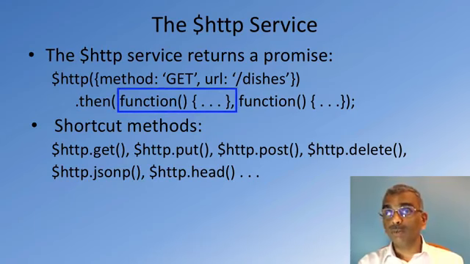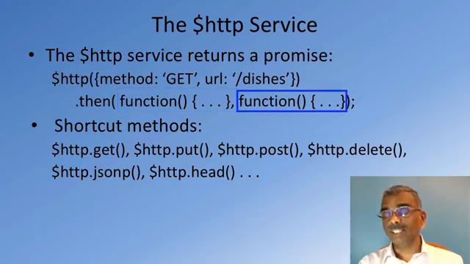One function is the function that will be executed if the request is successfully fulfilled. The second function is the function that will be executed if the request results in an error on the server side.